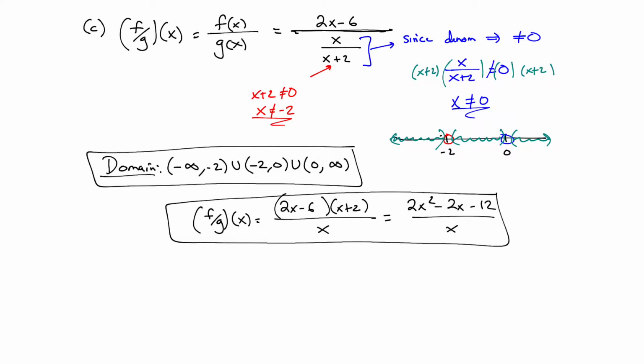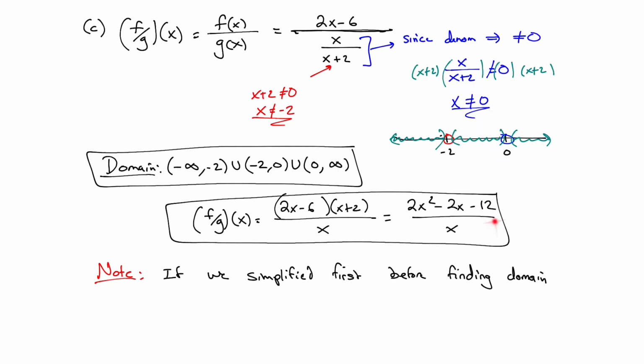And I want to talk about this for a second. So as a note, if we simplified first before finding the domain, meaning if we had just simplified and gotten our answer like this, we would have assumed that the only issue was x equals 0. What I mean here is if we had simplified it, we'd get this expression, and that would lead us to believe that the only issue would be when the denominator equals 0, namely when x is equal to 0. So we wouldn't have found this extra value that doesn't make it defined.